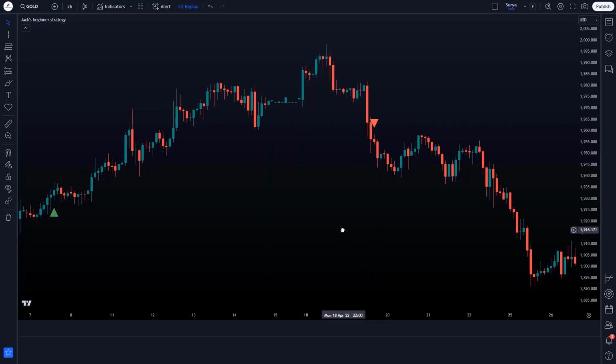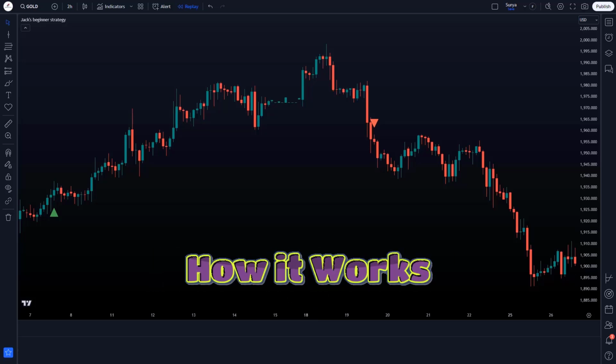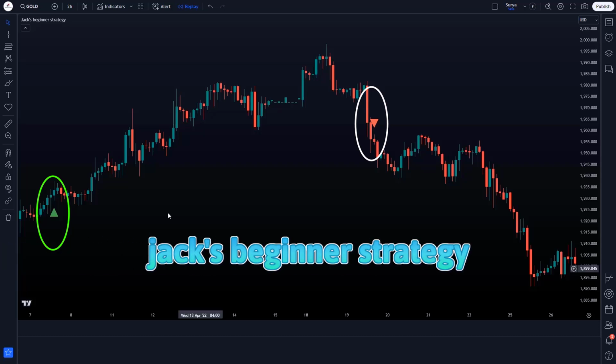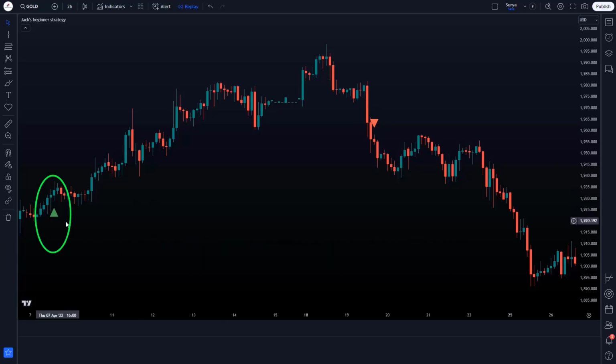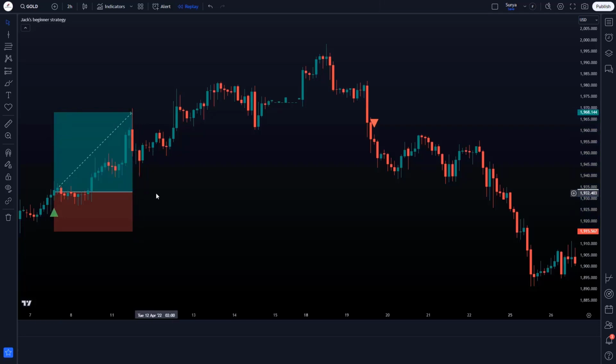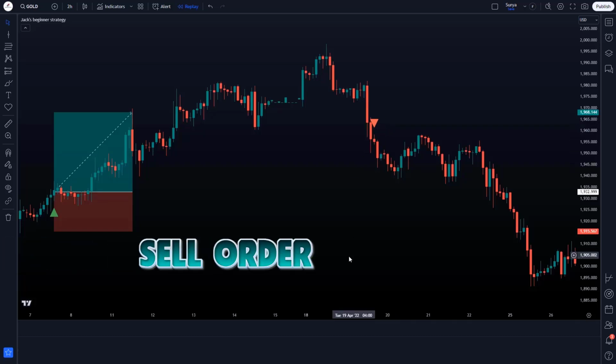First of all, understand this indicator, how it works. Here you see these red and green arrows. It is called Jack's Beginner Strategy Indicator. When Jack's Beginner Strategy Indicator makes a green arrow, and the market makes a bullish candle, we have to take a buy order. And when Jack's Beginner Strategy Indicator makes a red arrow, and the market makes a bearish candle, we have to take a sell order.